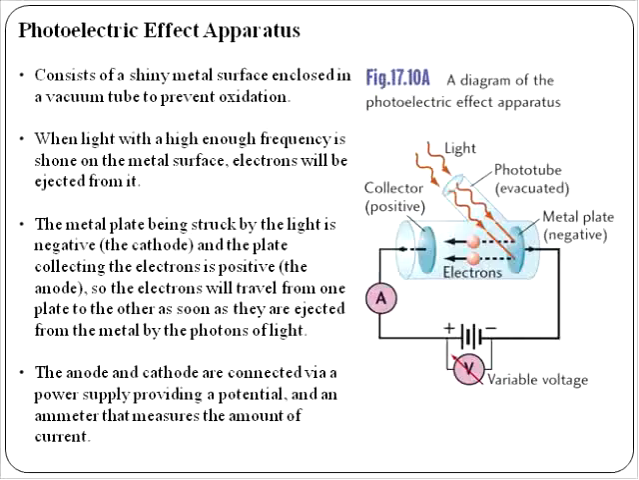Now you might wonder, how did they know? How did they know these electrons were coming off? How did they know how much energy they had? Well, they designed a very ingenious apparatus. It looks like this, and this diagram, by the way, comes straight out of your textbook.